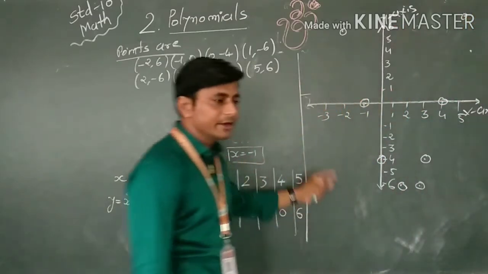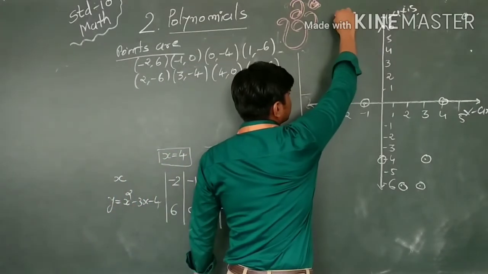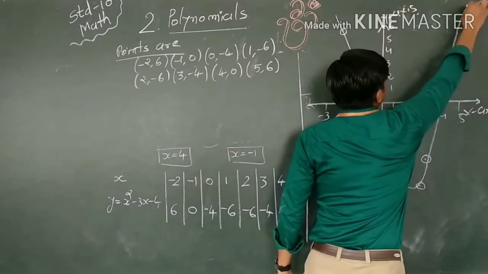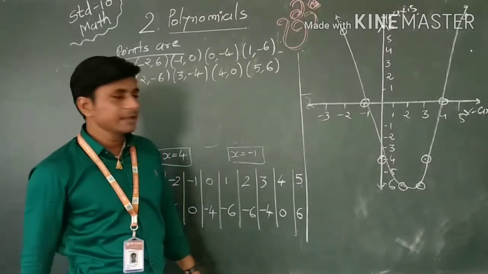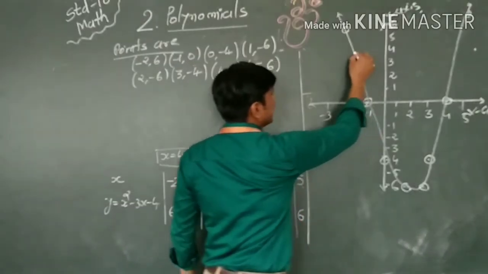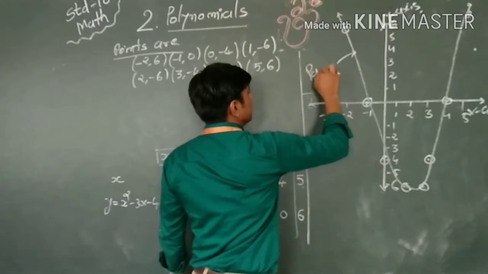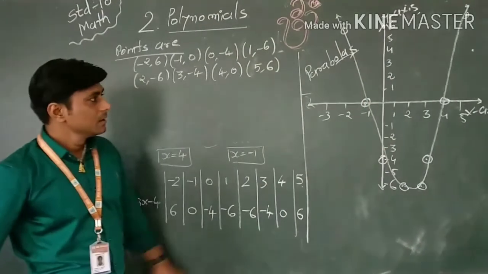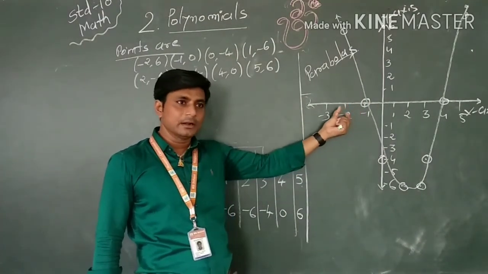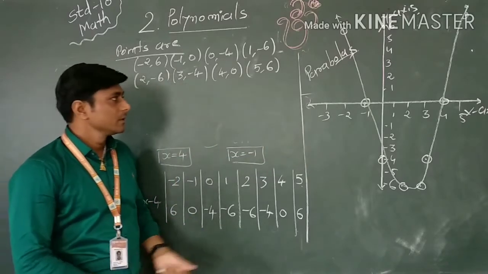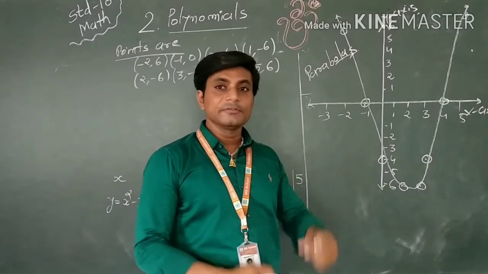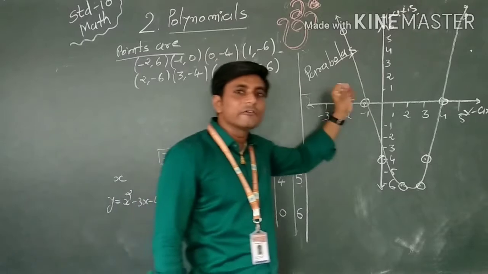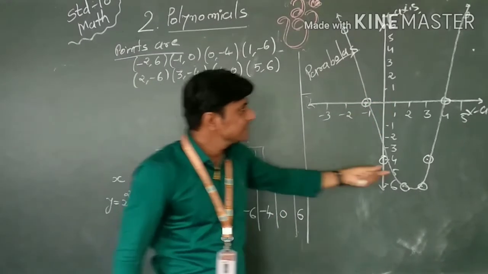If we join all these points, we have one type of shape which is called a parabola. This is the graph of a quadratic polynomial. In our previous video, the graph of a linear polynomial always gave us a straight line. In this video, we learn what the graph of a quadratic polynomial is, and this is the geometrical meaning of a quadratic polynomial.